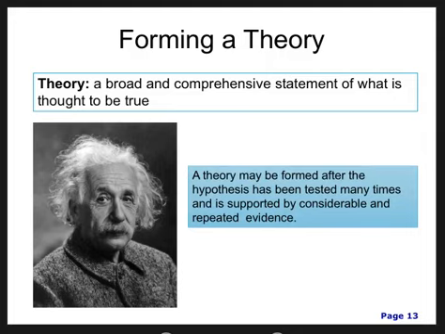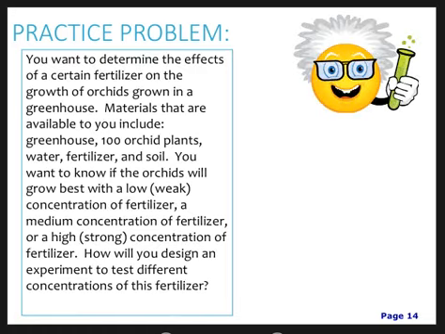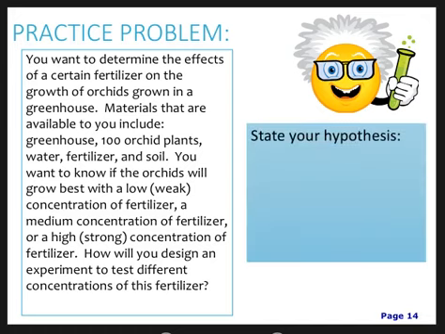There's our blue box about theories. Okay, here's our practice problem. Ready? Okay, so you're going to design an experiment to test different concentrations of fertilizer. You have a weak concentration, a medium concentration, and a strong concentration, and you're going to start with, I believe, 100 orchid plants. So, what's your hypothesis?